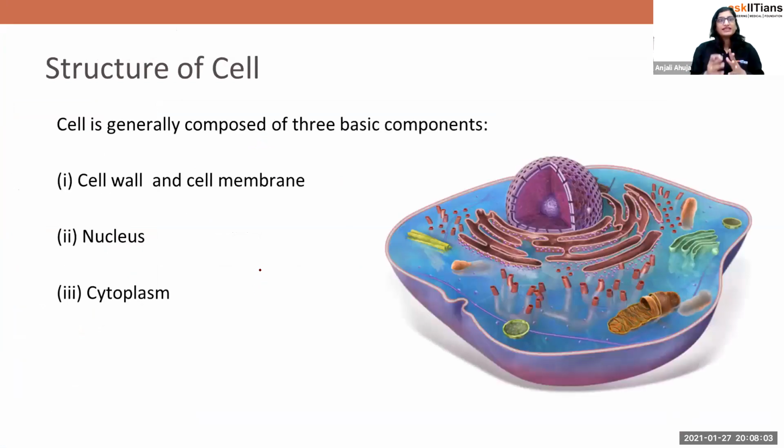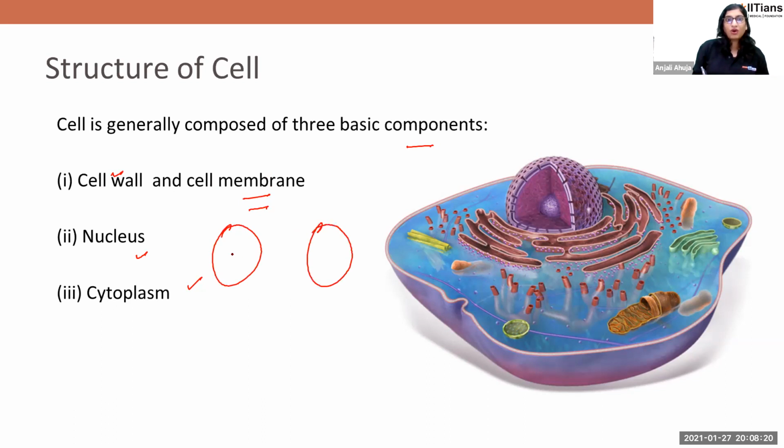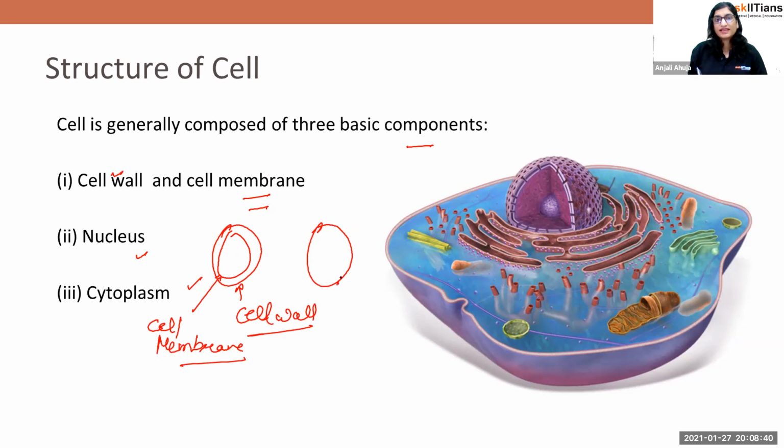A cell is generally made up of three basic components: cell wall and cell membrane, nucleus, and cytoplasm. I must say the cell membrane is the basic one because the cell wall is only present in the plant cell. So suppose this is a plant cell and suppose this is an animal cell. In the plant cell, other than the cell membrane, the cell wall will always be present. Ignore the way I'm drawing. This is the cell wall, and internal to it, a cell membrane is there. And in the animal cell, there's only the cell membrane and then a central nucleus is present.